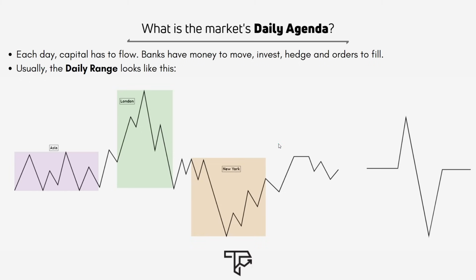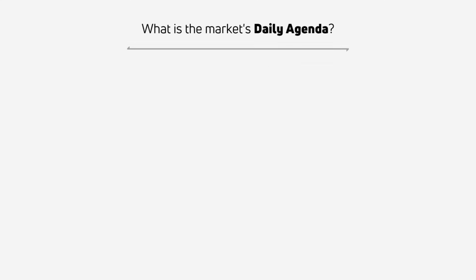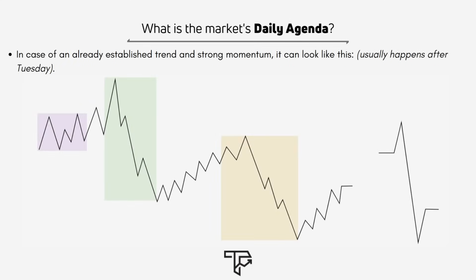Okay, so this is the daily agenda. This is the daily range. And if you go to study every single daily candle, you are going to see that this happens. It happens in different ways though. So here is the second way in which it can happen, which is pretty much a trending scenario and the scenario that you're going to see most often.